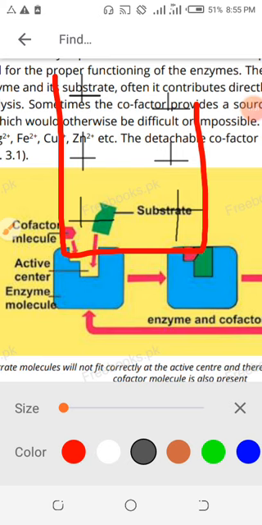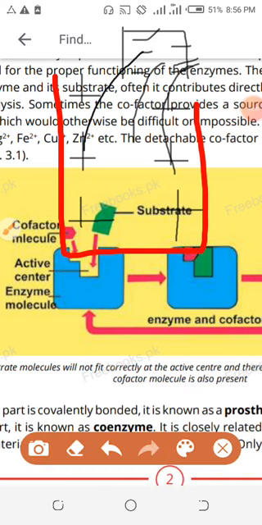Positive charge, right? Now this is the active site. This is the substrate, okay? The substrate is negative. When the substrate comes here, these negative charges will attach with these positive charges. And these negative and positive charges are arranged in a special manner, just opposing each other.